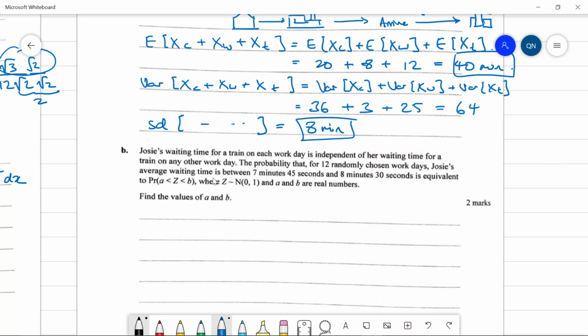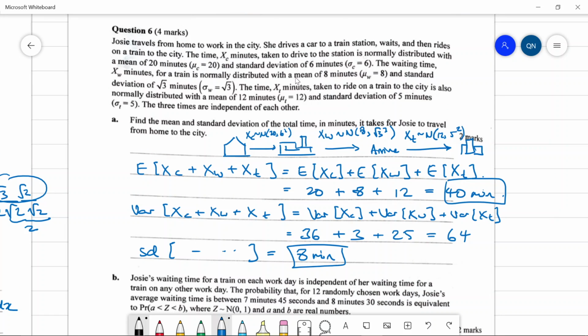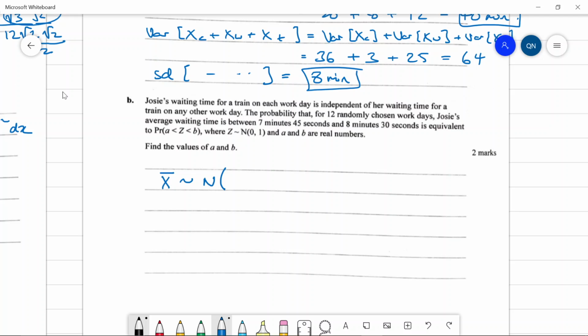I forgot how to do these questions. That's not good. So we have 12 randomly chosen days. Average waiting time. So this is average waiting time. Okay, so we have to use, what was the formula? So if we take a look at x bar over here, which is the average, this is going to be normally distributed. The waiting time for a train on each day of work is a mean of 8, standard deviation of root 3. So it's going to be normally distributed with root 3 divided by 12, because that's the sample size, I guess. And then this is squared.